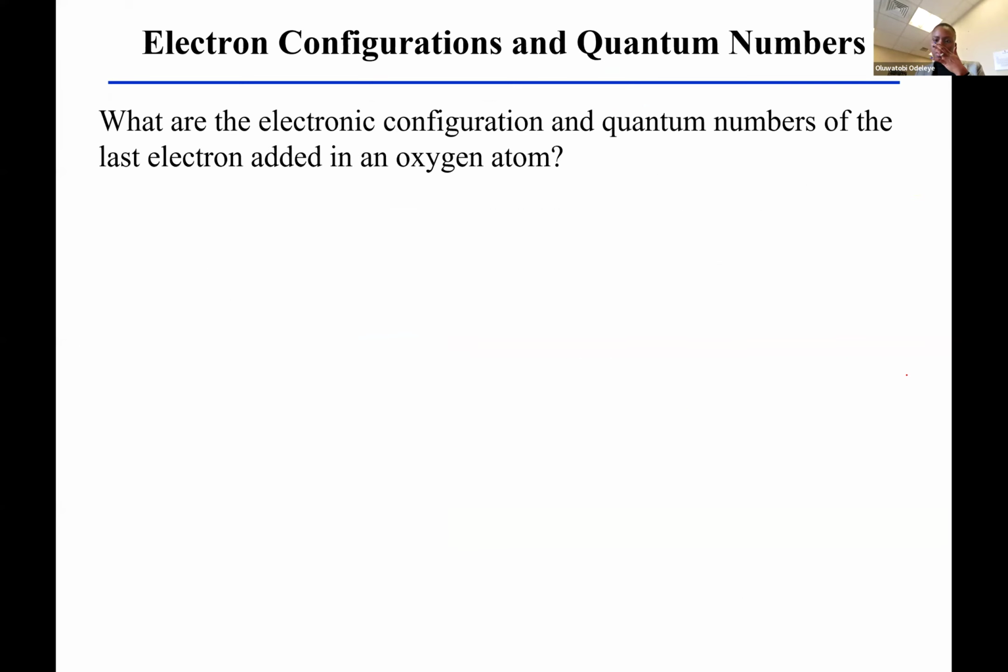All right. Here's another question. What is the electron configuration and the quantum numbers of the last electron added to the oxygen atom? The first thing I want to do is write out my electron configuration for oxygen. Because it's just oxygen, I'll write the full one. So it's 1s2, 2s2, 2p, 1, 2, 3, 4. Or helium 2s2, 2p4. Okay. So the last electron is going to go in here.